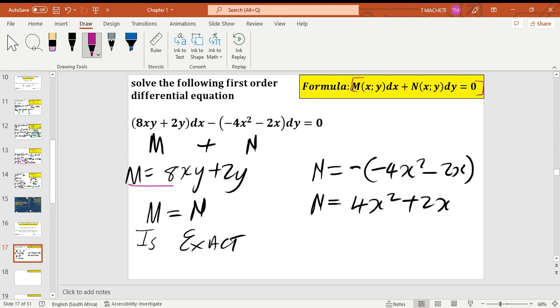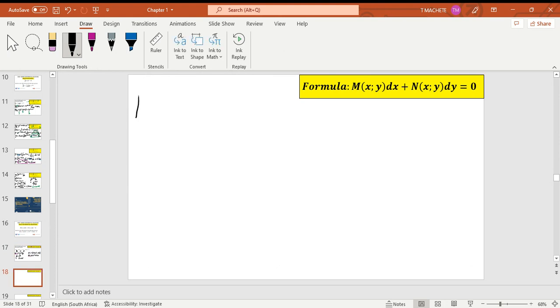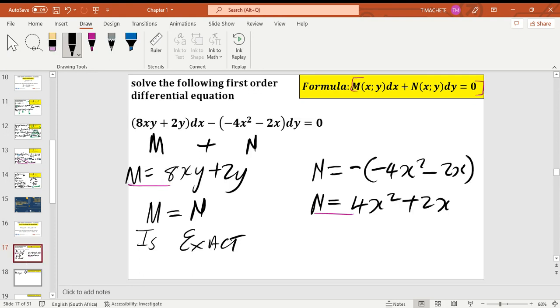So there you have it. Let's write that down. Your M was equal to 8xy plus 2y.